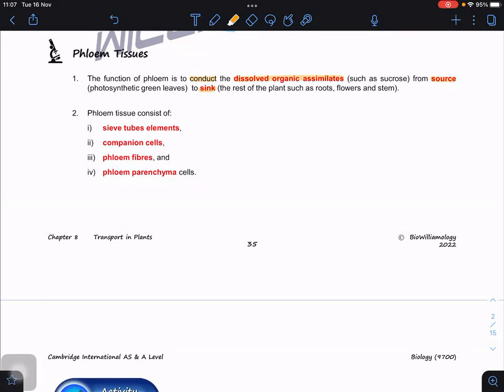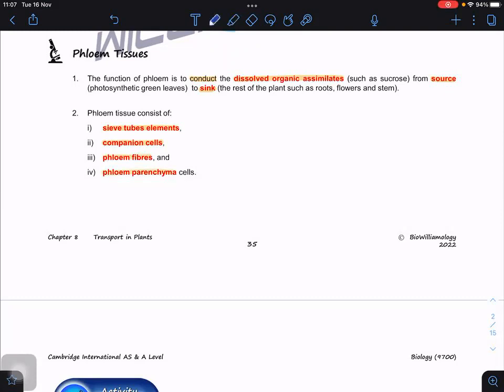In terms of tissues, phloem tissue does not consist of only one type of cell, but all kinds of cells. We first have the sieve element, which is comparable to the xylem vessel element if you put them side by side. Next, we have companion cells, which can only be found in the phloem tissues, and phloem fiber, phloem parenchyma.